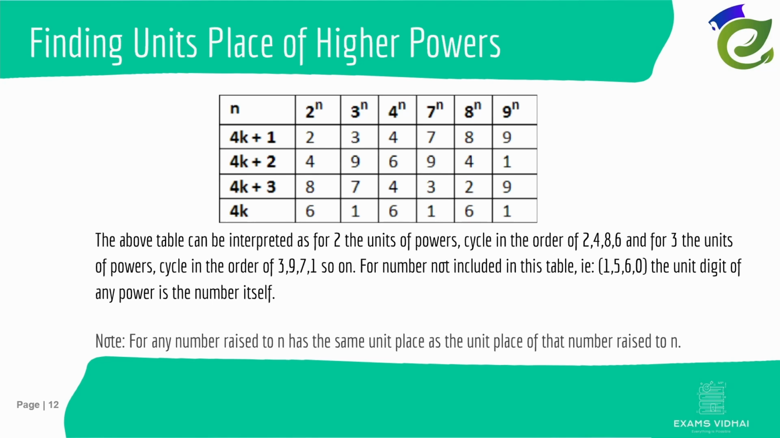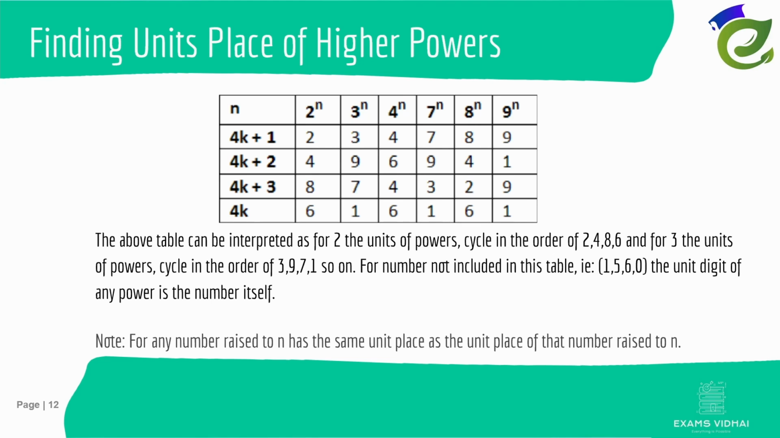The table says if n is of the form 4k plus 1, 2 power n's units place would be 2. So 2 power 9's units place would be 2. If you want, you can just calculate 2 power 9 and check if it's the same. And over here, as you can see on the table, it's only given for 2, 3, 4, 7, 8, 9. It doesn't mean it doesn't follow the pattern for the other numbers also. It follows the same pattern, but it's very simple for the other numbers.